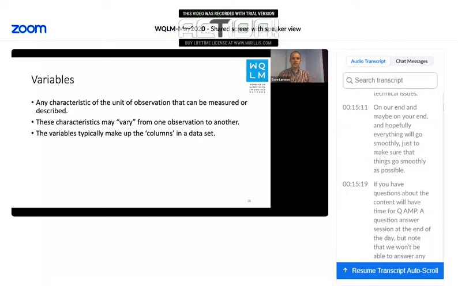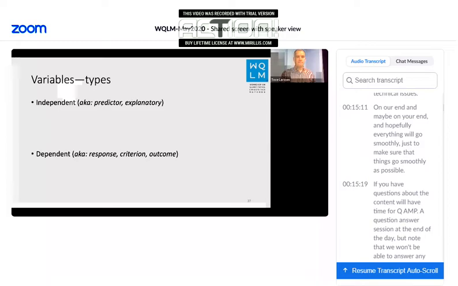So a variable is any characteristic of the observational unit that can be measured or described, and that these characteristics vary, hence the word variable. These usually make up the columns in a data set. So we have different types of variables.